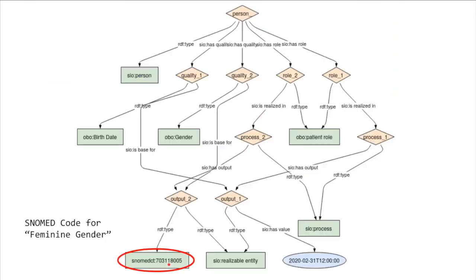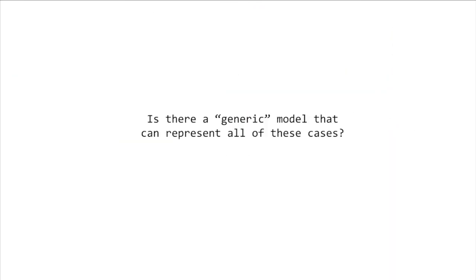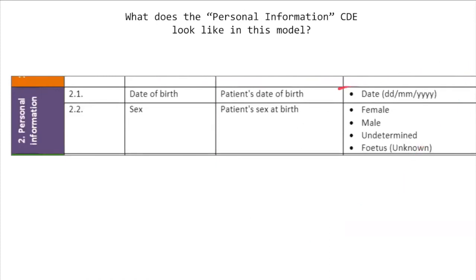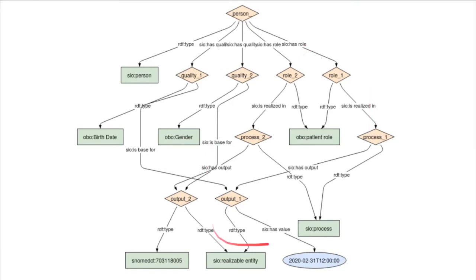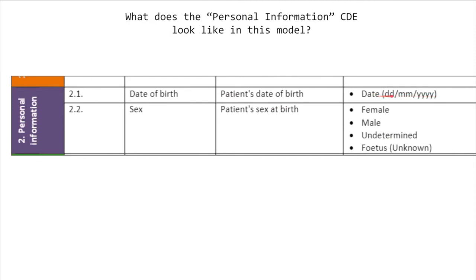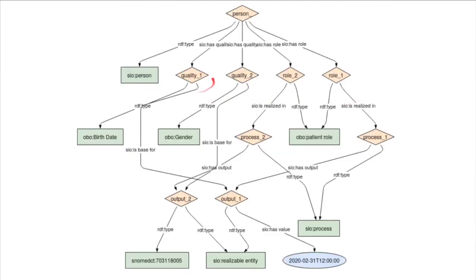And so if I zoom back, rather than just saying patient's date of birth is this date and patient's sex at birth is one of these words, we now have a much richer model where we can put additional information. Whereas before the quality of birth date was just a date, here it is a thing in the real world which could have additional annotations. So that quality was measured by some process.